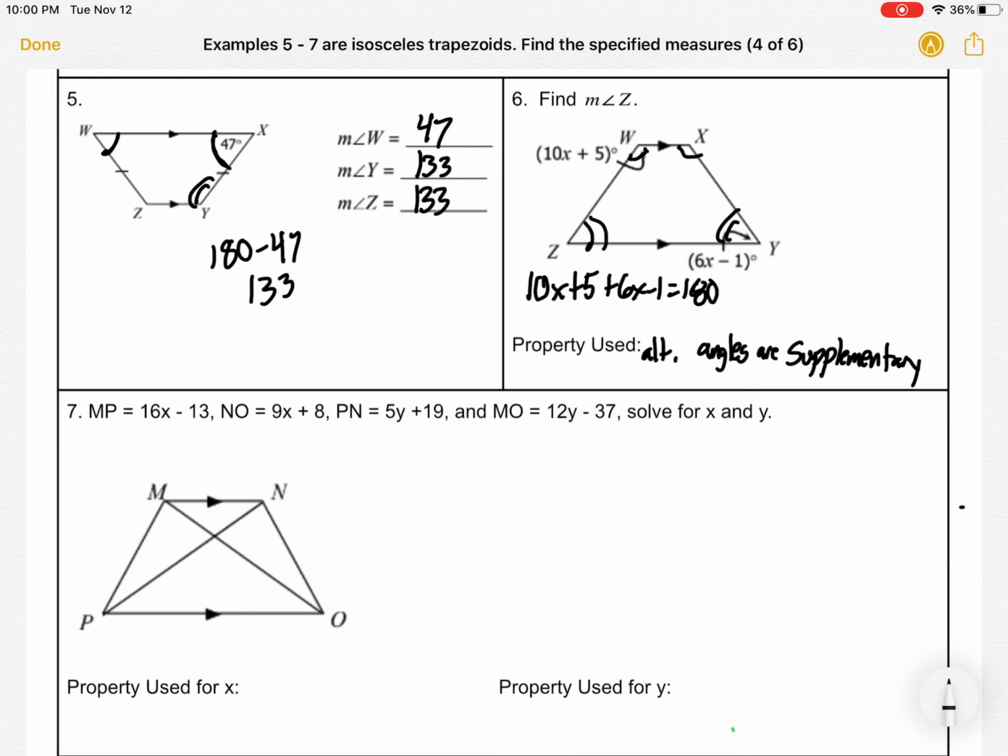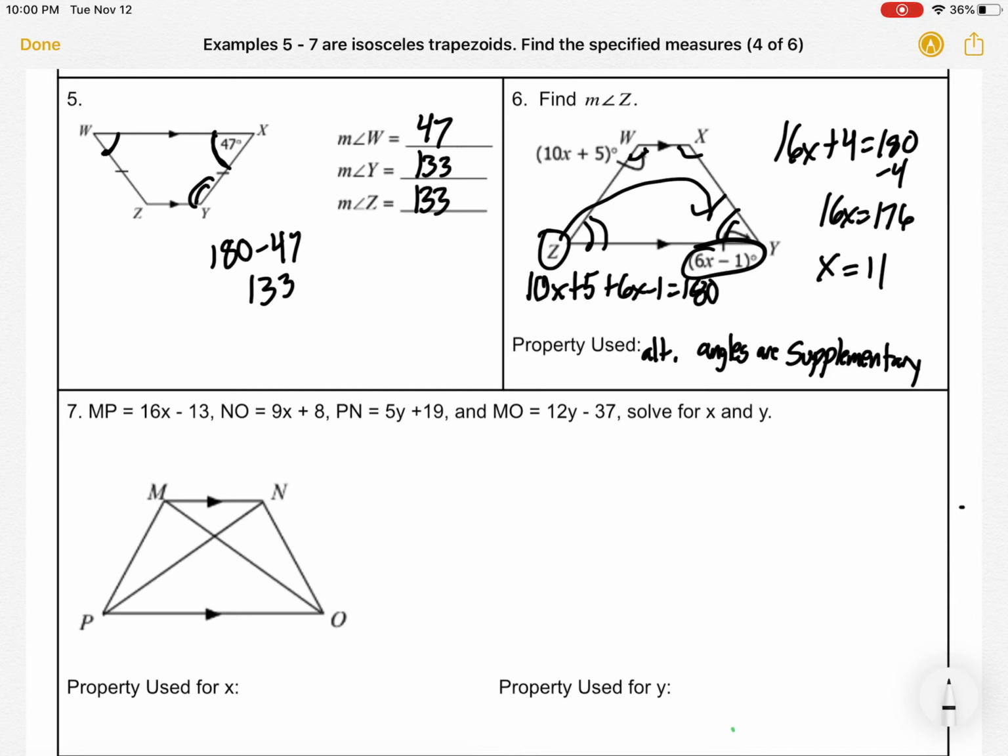points. So combine like terms again, you get 16x plus 4 equals 180, minus 4, 16x equals 176, so x is 11. But they want z, which doesn't have an equation, so we actually need to go over here to y. So 6 times 11 minus 1, so 66 minus 1 gives us a final answer of 65.